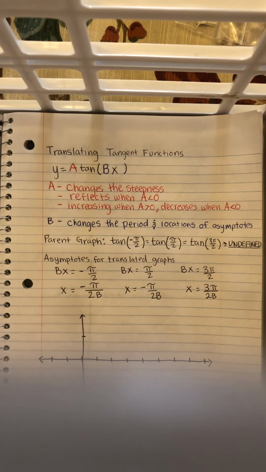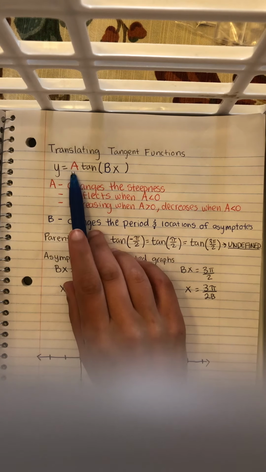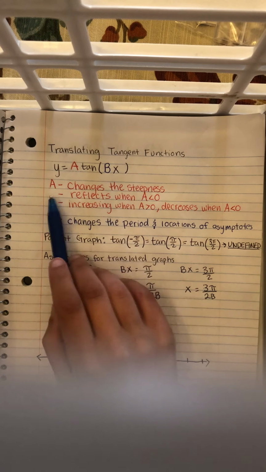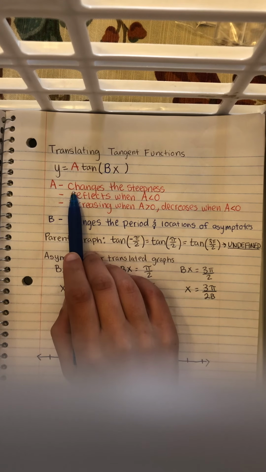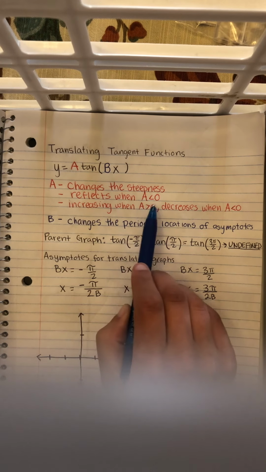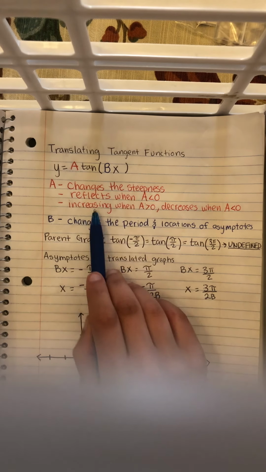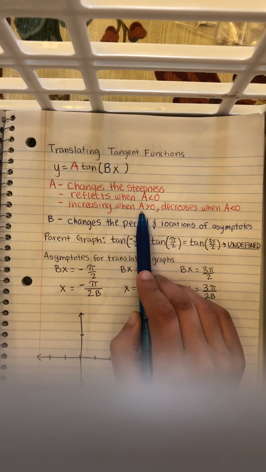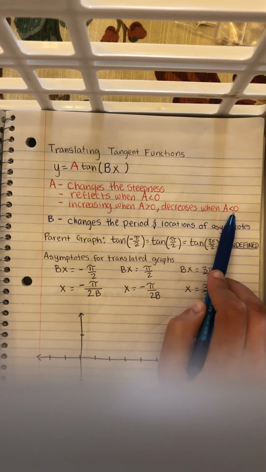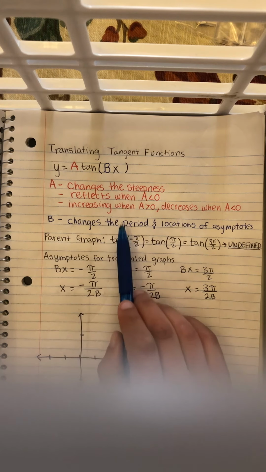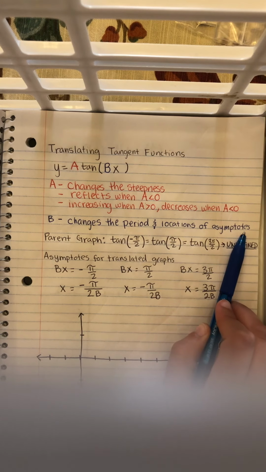The next thing we're going to do is translate the tangent function. By translating the tangent function, we're going to change some parameters. So we have y equals a tangent b of x, where a changes the steepness, so the higher the value, the steeper the curve. It will reflect when the a value is less than 0, so when a is negative, which means we'll have an increasing function, pointing up, when a is greater than 0, and a decreasing function when a is less than 0. When we change the b value, it's going to change the period and the locations of the asymptotes.